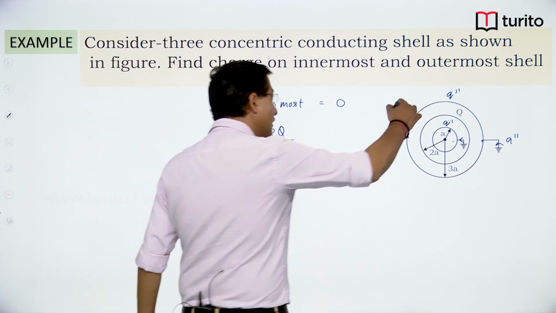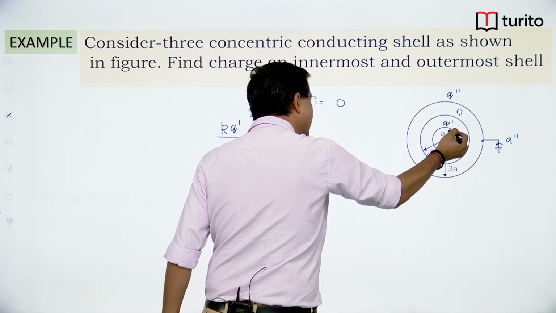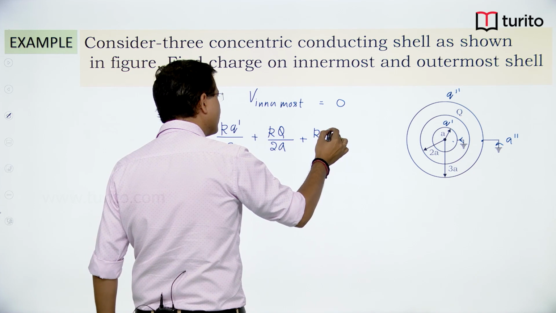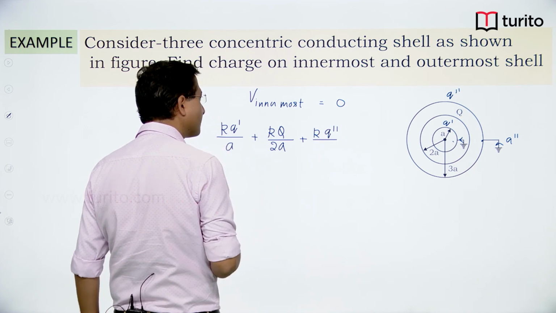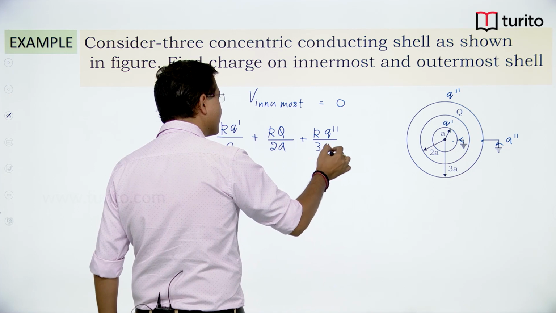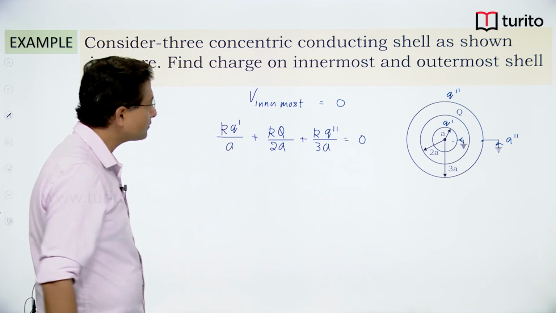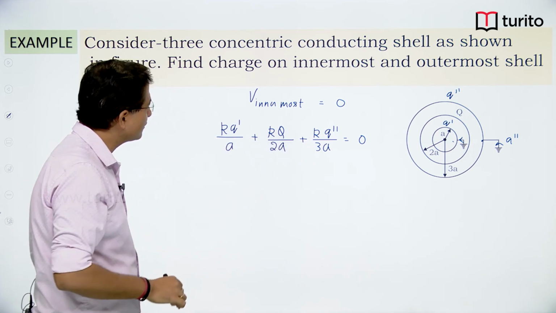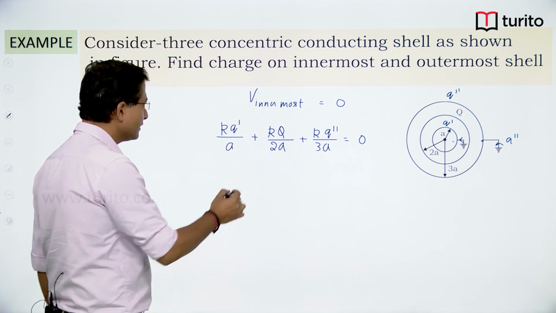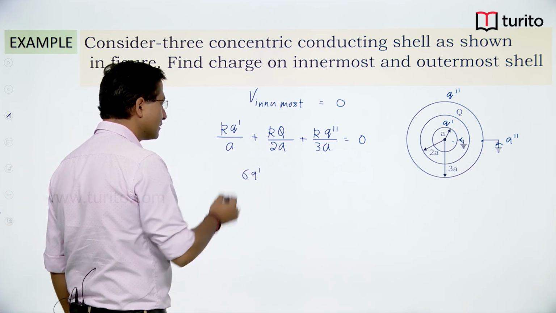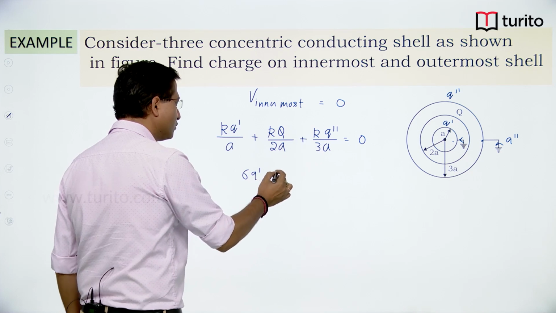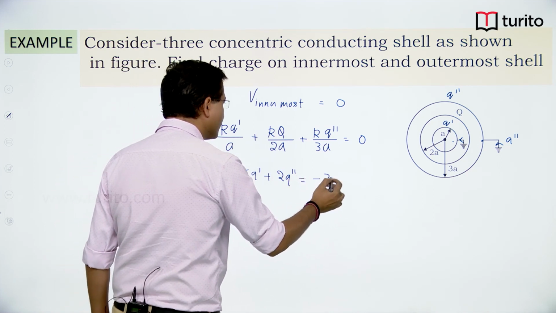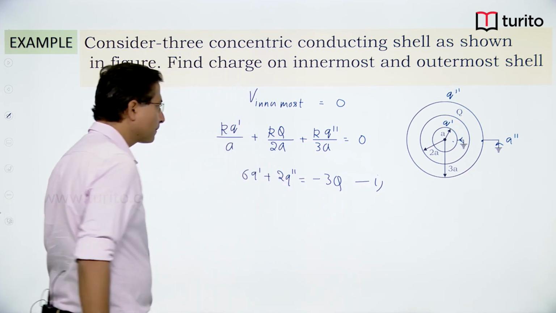Now, because of the outermost charge, what is the potential at the innermost? Divide by 3a is equal to 0, right. This I can simplify: k will get cancelled out, a also gets cancelled out. If I multiply the whole equation by 6, then I can see 6q' plus 2q'' and this I will bring on the other side, that is minus 3q. This is our first equation, right.